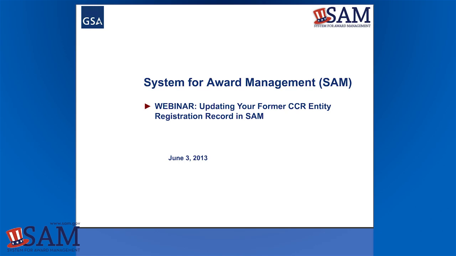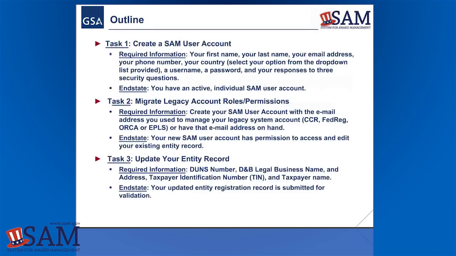Today we are going to walk through how you, as a grants registrant, would update your previous registration from CCR and how you would do that in SAM. We've got a few tasks. As Kelly mentioned during the introduction, we're going to show you how to actually create a user account. We're going to show you then how to connect that user account with your old registration record. And then I'm going to walk you through on the demonstration site actually the process of updating your registration record.